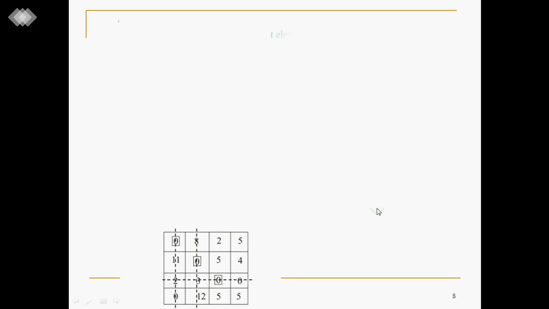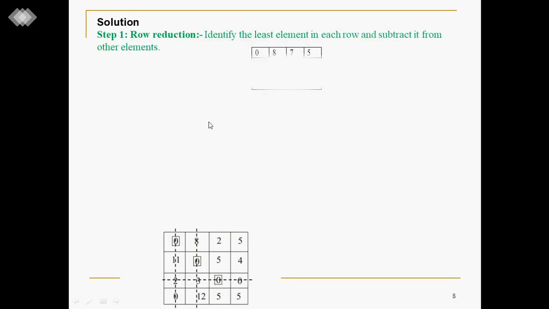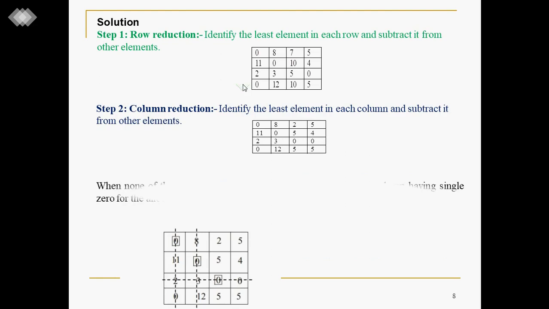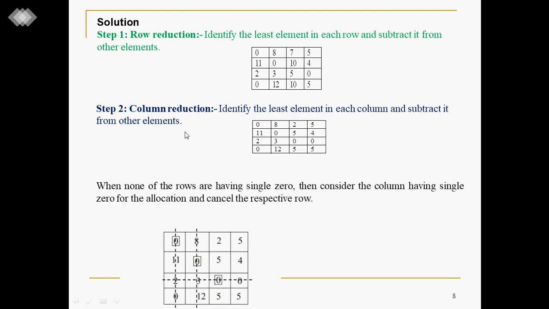Okay. Now let us see first this one, row reduction. Same thing, I think it is needless to explain. Identify the least element in each row and subtract it from the other elements. Same thing you have to do for columns. Okay, this is column reduction. After the first two steps, this is called the reduced matrix. And you can allocate on the reduced matrix only, always.